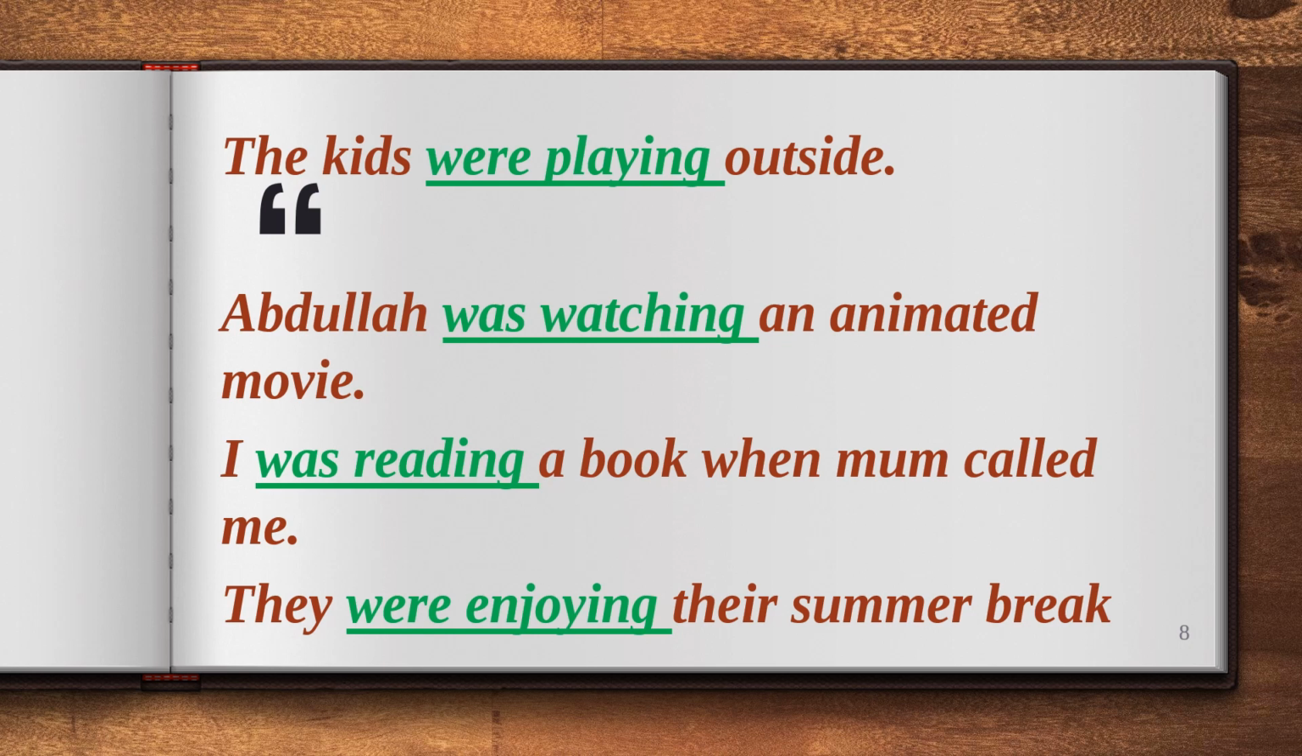I was reading a book when mom called me. They were enjoying their summer break. Now you can see the structure in these examples. Subject, was or were, plus first form of the verb like play, watch, read, enjoy. Then I have added ing to the first form of the verb: watching, playing, reading, enjoying, and then there is the object.